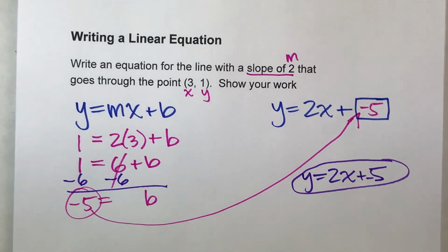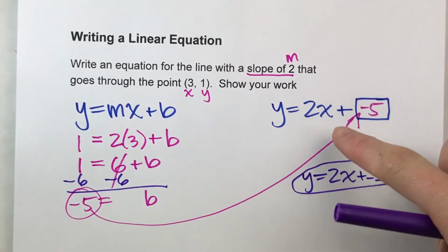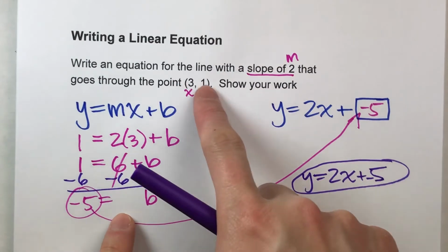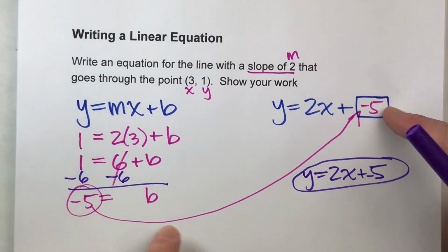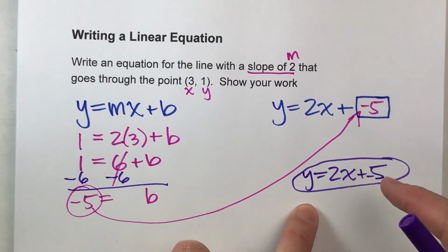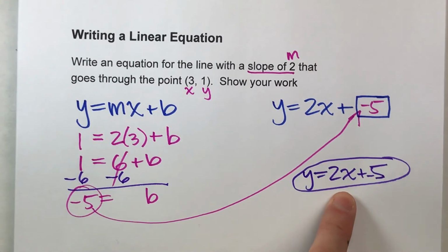Because it gave us the slope, we knew half the equation, but we had to use algebra to figure out what the y-intercept was. Once we got it, we put it into that equation and found our final answer.